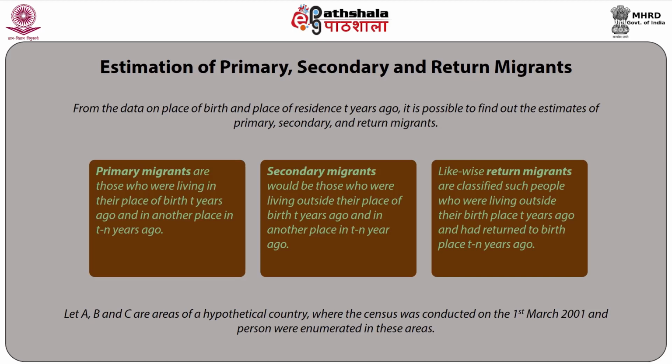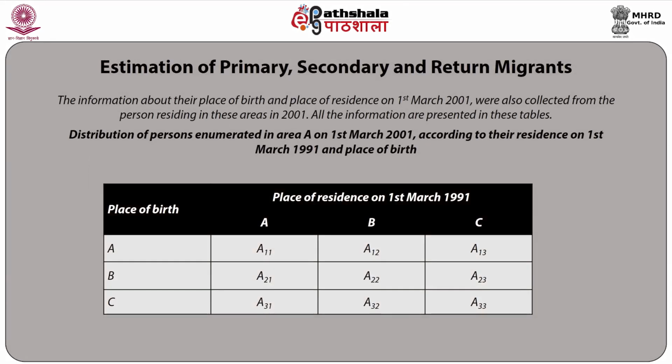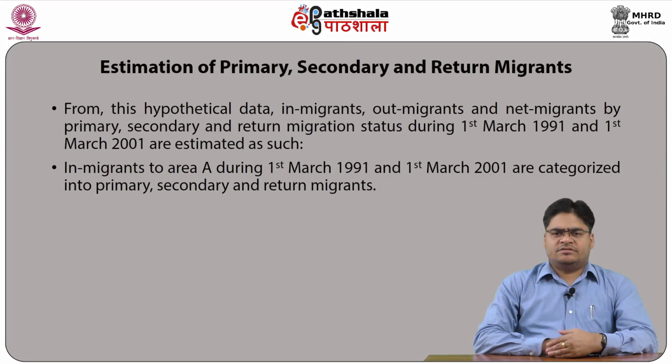Let A, B and C be areas of a hypothetical country where the census was conducted on 1st March 2001 and persons were enumerated in these areas. The information about their place of birth and place of residence on 1st March 2001 was also collected from the persons residing in these areas in 2001. All the information is presented in these tables. From this hypothetical data, in migrants, out migrants and net migrants by primary, secondary and return migration status during 1st March 1991 and 1st March 2001 are estimated as such.